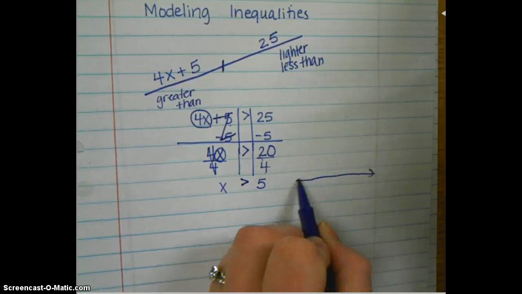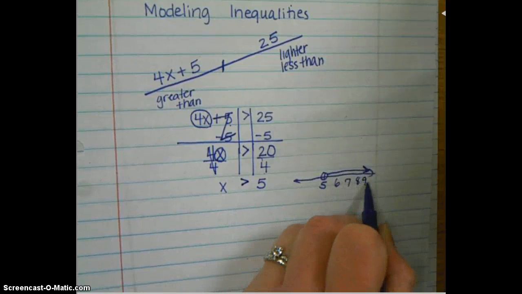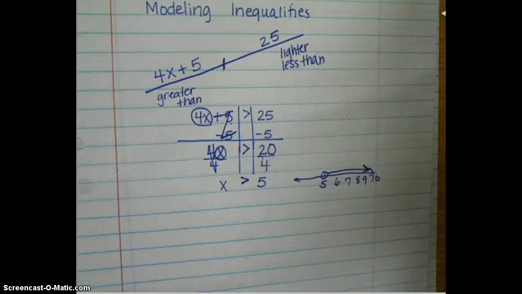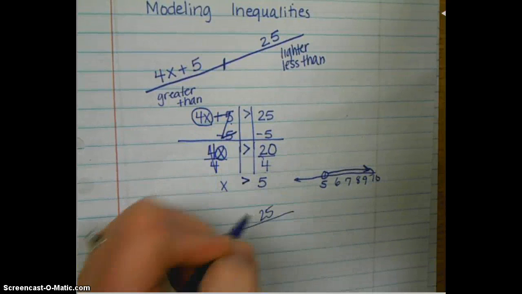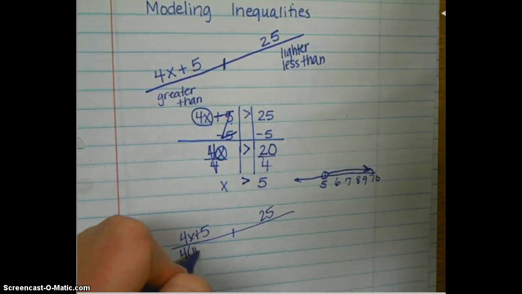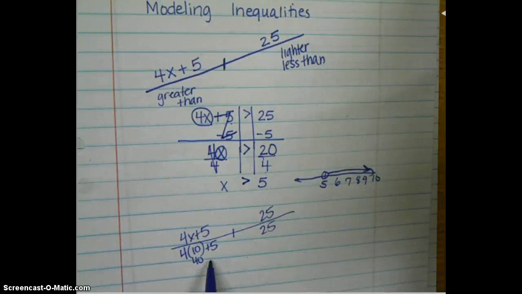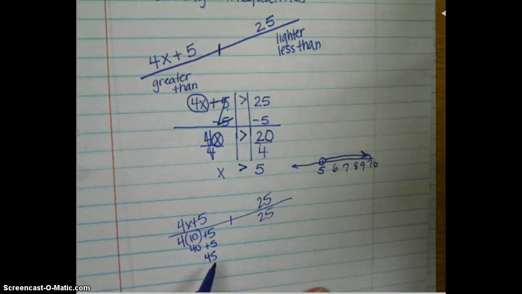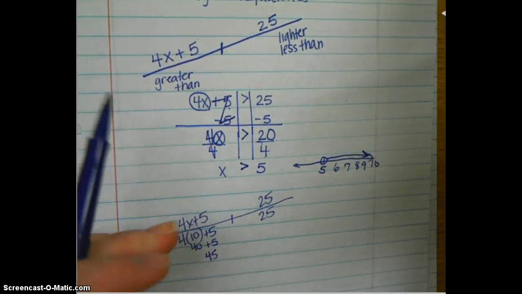If I graph that on a number line, here's 5, and it can be anything to the right of 5. It can be 6, 7, 8, 9, 10. I'm going to use 10 because that's a nice example. So here's my scale, and I put 10 in. 4 times 10 would be 40. And then when I add 5, it would be 45. Would 45 be greater than, or heavier than, 25? Think about if you put 45 pounds on a scale. Would it be heavier than 25 pounds? Of course. That's why it's towards the bottom. That's why it's heavier on the scale.